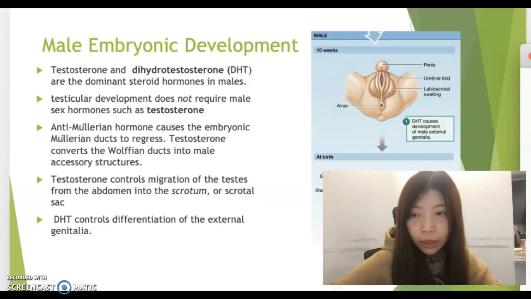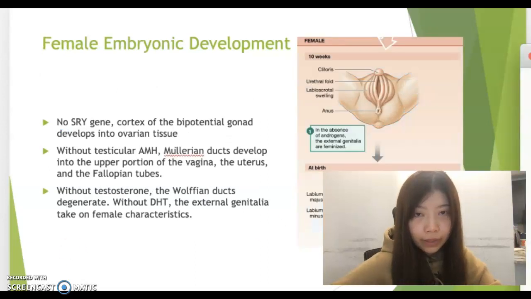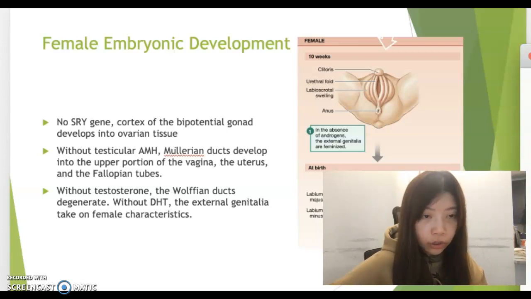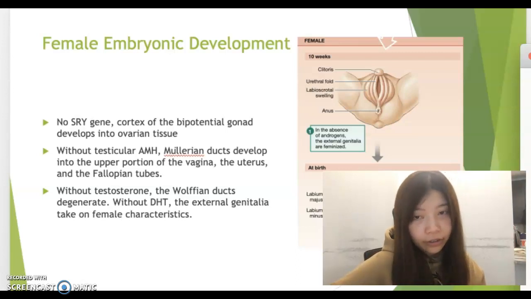Now let me discuss the female embryonic development, and the picture shows the two different phases here. In female embryos, which have no SRY gene, as we discussed before, the cortex of the bipotential gonad develops into ovarian tissue. In the absence of the testicular AMH, the Müllerian ducts develop into the upper portion of the vagina, the uterus, and the fallopian tubes. Without testosterone, the Wolffian ducts degenerate. Without DHT, the external genitalia take on female characteristics.